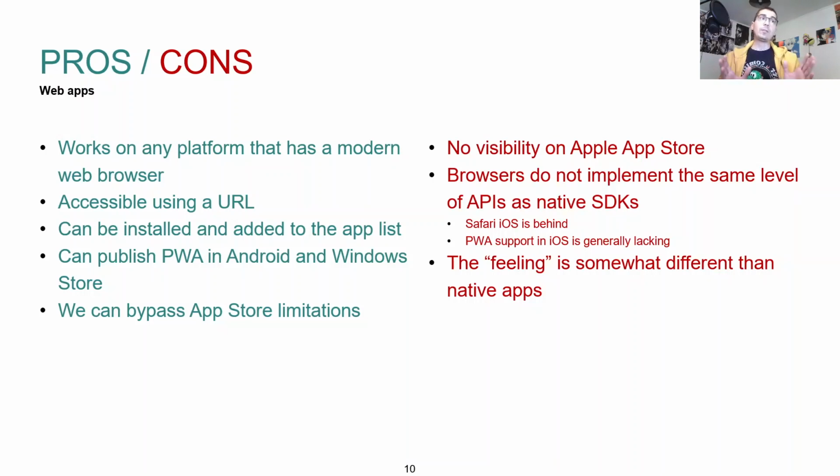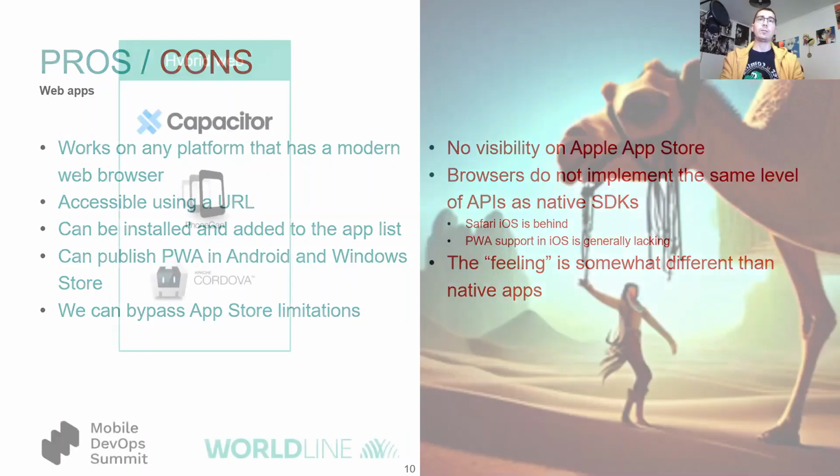Browsers do not implement the same level of APIs, as you have seen with what the web can do today. So be careful, especially for iOS. It looks like it's always behind in terms of features. And you also have this feeling that it's somewhat different than native apps. Of course, the web experience is great. Responsive apps are getting better and better, but you still have this feeling of it being somewhat different than native apps.